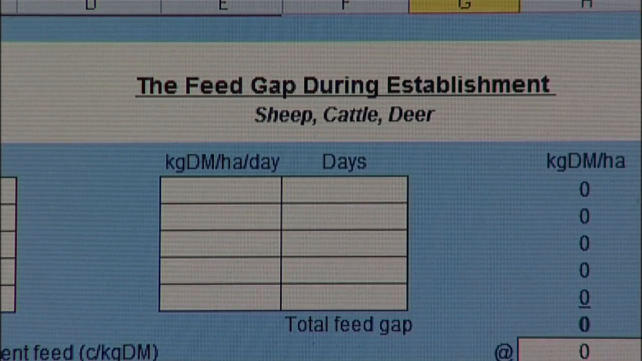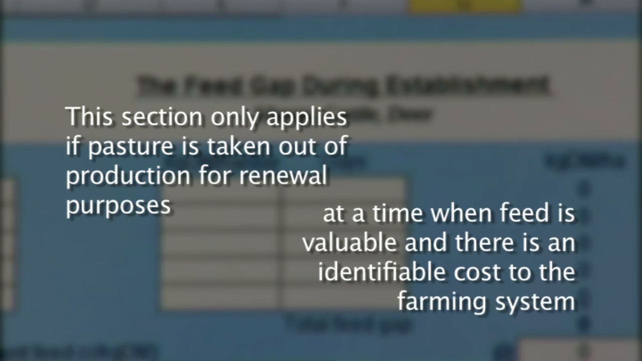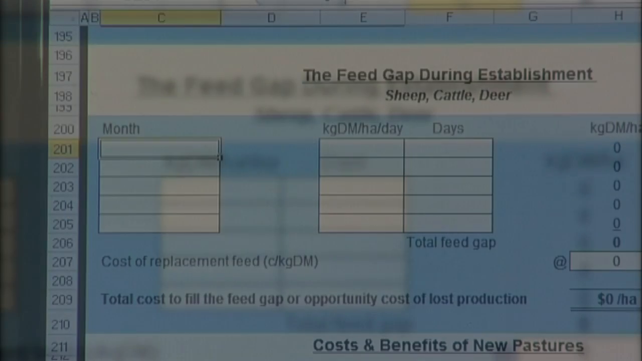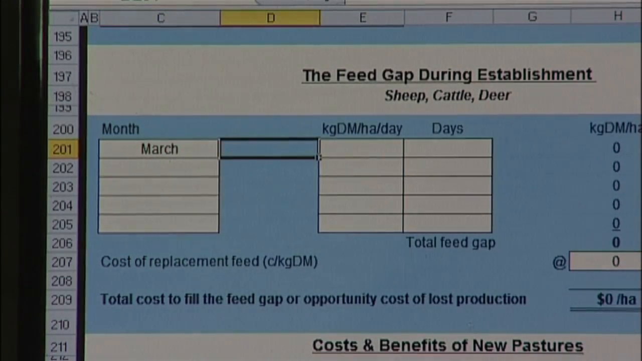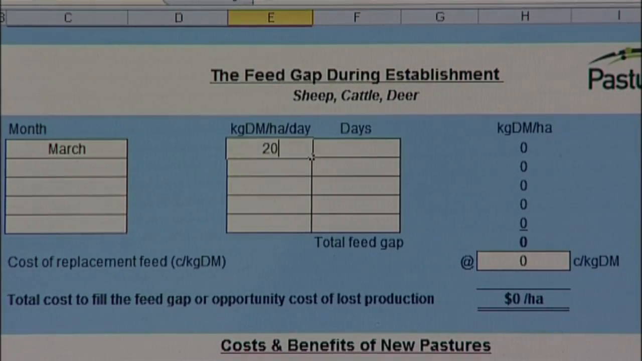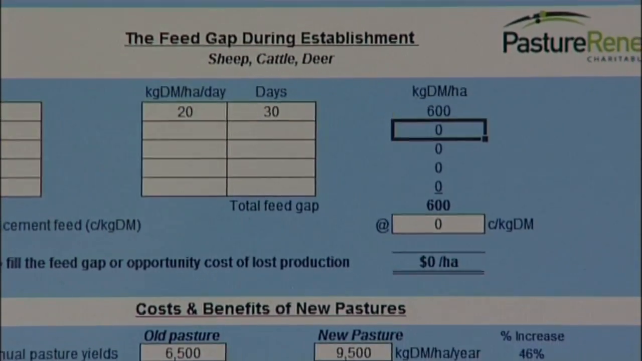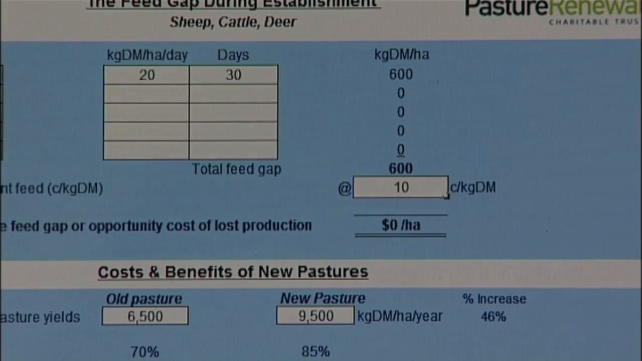This section only applies if pasture is taken out of production for renewal purposes at a time when the feed is valuable and there is an identifiable cost to the farming system. To complete this section, type the months during which the paddock will not be available for grazing. Alongside each month, type the daily pasture growth rate and the number of days in the month for which the paddock is not grazable. Lastly, enter the cost of purchasing replacement feed in cents per kilogram of dry matter.